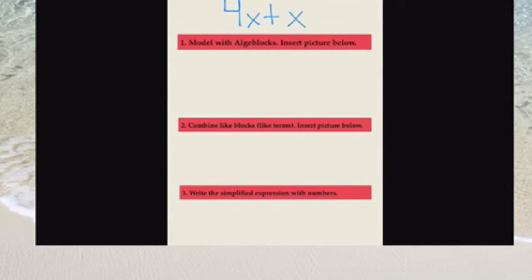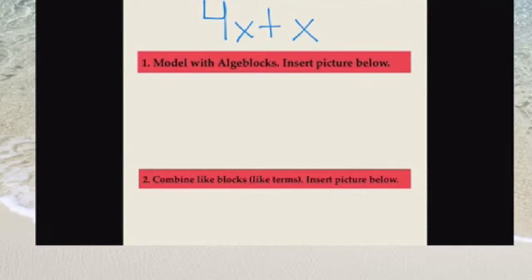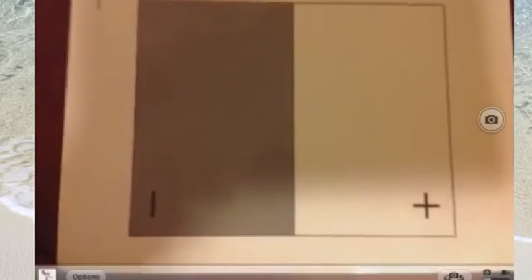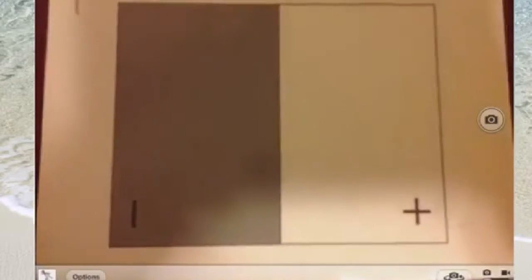Alright, so our first expression we're going to model is 4x plus x. You will need a bag of algebra blocks and an algebra blocks mat with a plus sign and negative sign on it. So if you don't have those, please pause the video and get them from your teacher. So remember, our first step is to model our expression, 4x plus x, with the algebra blocks. Okay, so you should make sure you have this mat. Okay, and I apologize, it's a little dark. Make sure you have this mat in front of you.